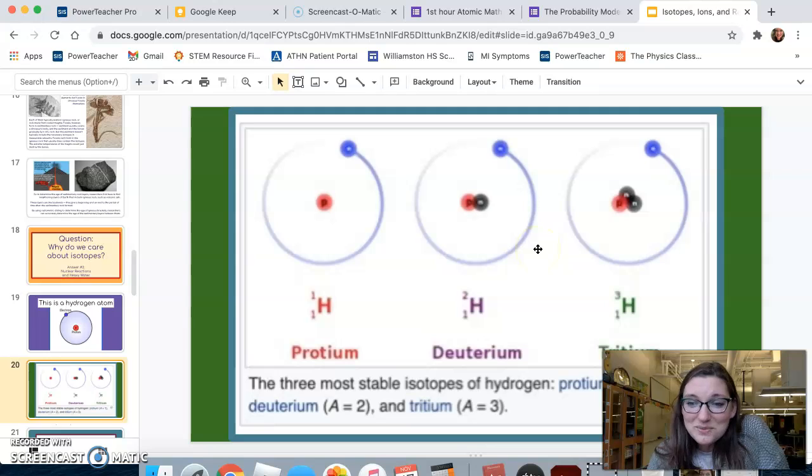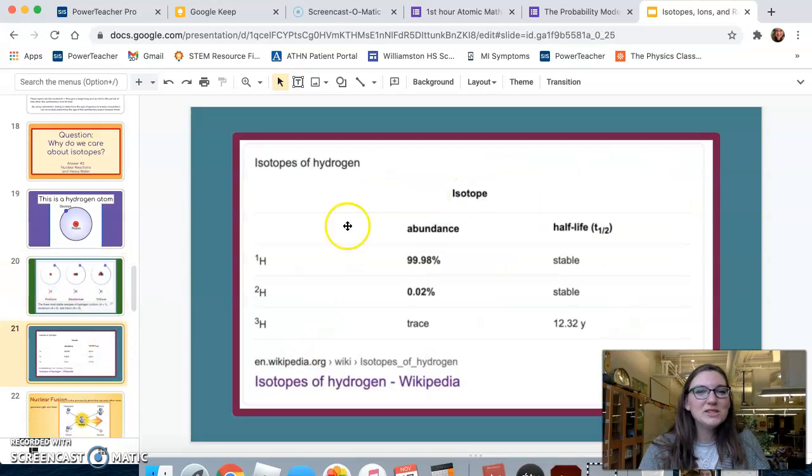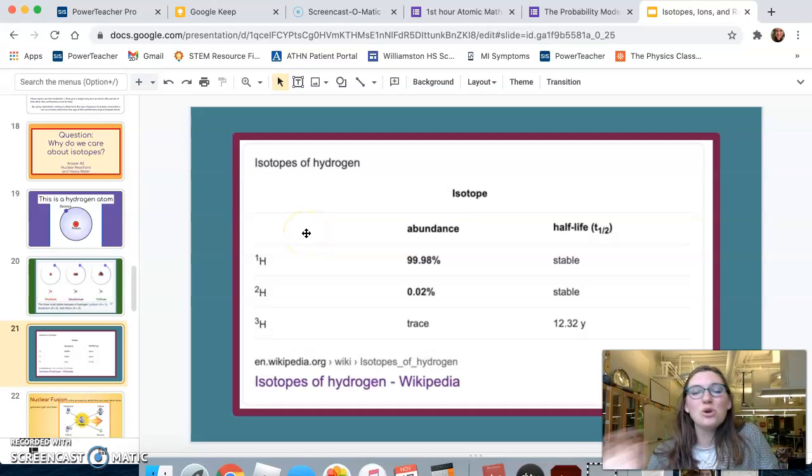They have made other ones, but it's just crazy. That would never happen, and they don't hang around for very long. So the abundance of these things: 99.98% of hydrogen is what we think of as hydrogen, 1 proton, 1 electron. Hydrogen is so prevalent in everything. I mean, it is part of most atoms, and most of it is stable.